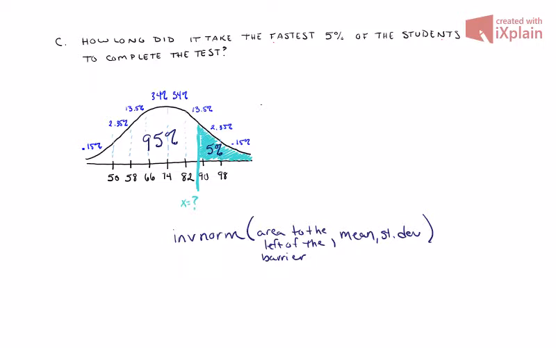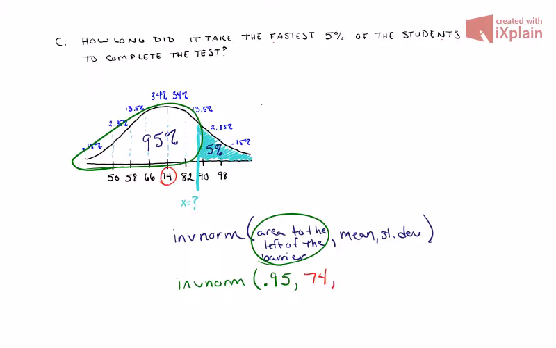So in our case, we will do inverse norm. And again, I'll talk through how to do that on the calculator. The area to the left of the barrier, that would be this part, the 95%. We are going to place that in here as a decimal. The mean, well, that's still 74 in this example. And the standard deviation we had learned from our narrative is 8.